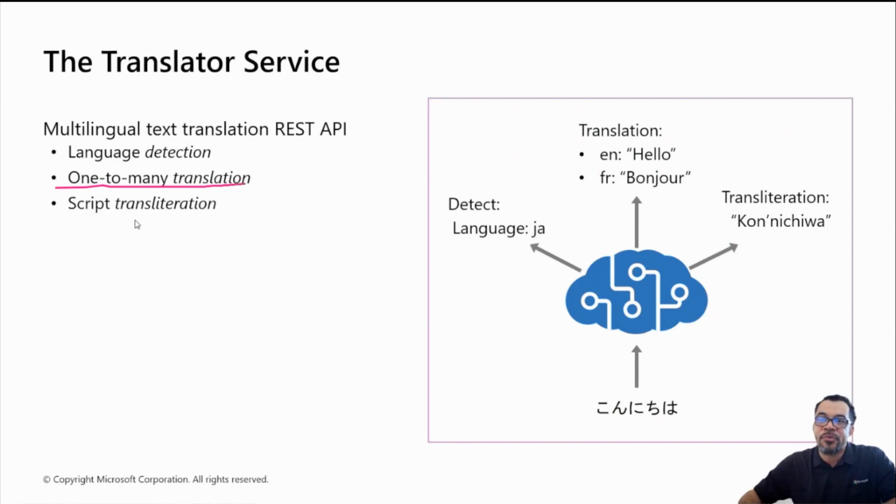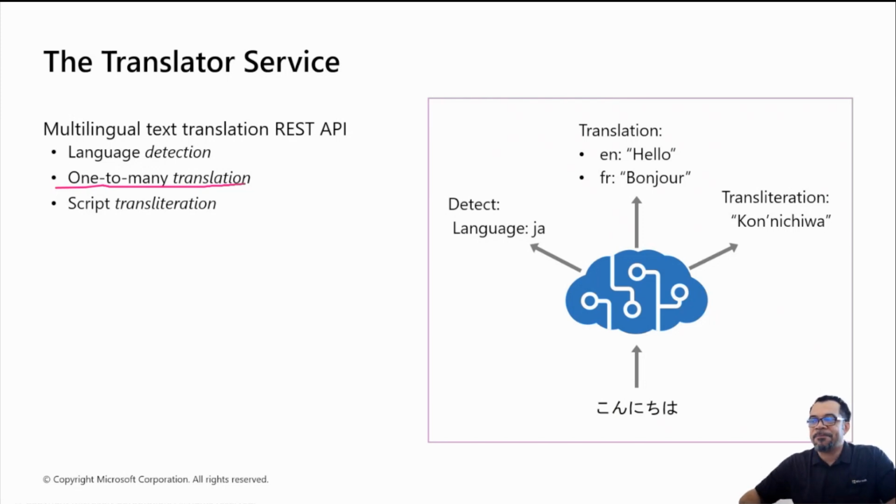We can also do transliteration. Now, translation and transliteration are a little bit different. Translation basically takes language from one group, let's say French, and converts it into, let's say, English, but keeps the meaning of it. So it translates the meaning of it.